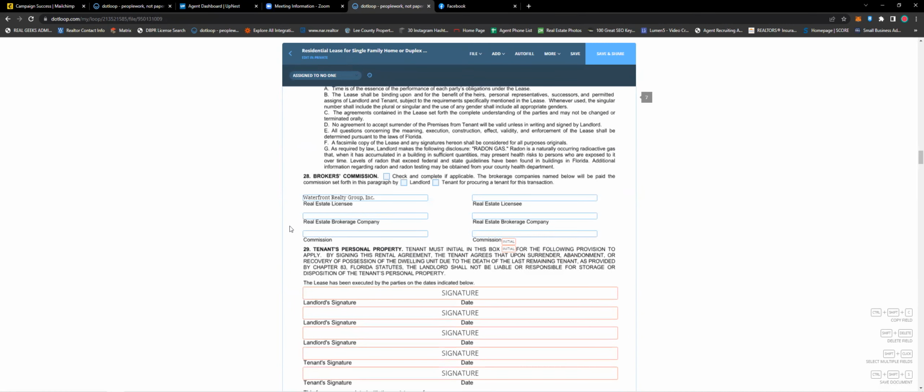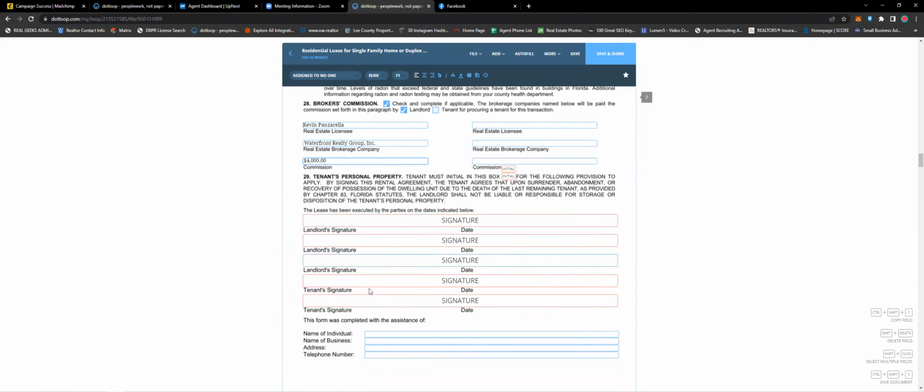Paragraph 28 talks about the broker's commission. It says, check and complete if applicable. The brokerage company's name will be paid the commission set forth in this paragraph. We're going to say check landlord. We're going to put the real estate licensee, Kevin Panzarella, with Waterfront Realty Group, Inc. And I'm going to be paid $4,000 for this, just because. And again, you have everybody sign below that.